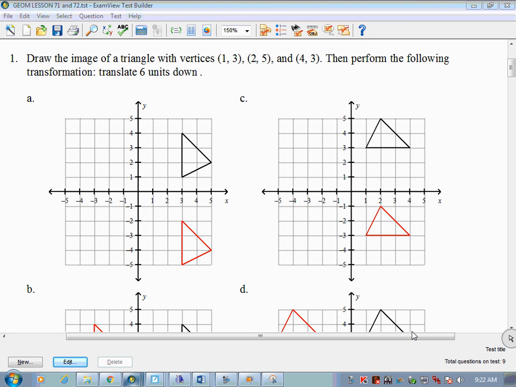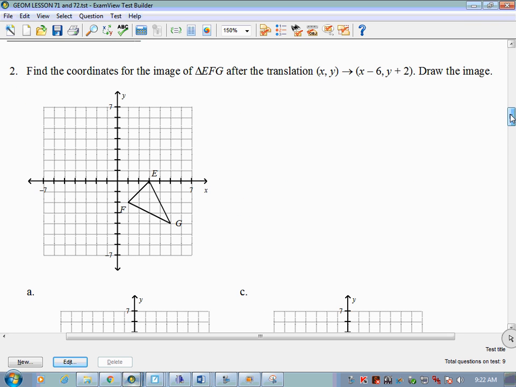Let's see what else we've got. Number 2, find the coordinates of the image of E, F, G after translation x minus 6, y plus 2. So this is our translation notation that we see right here. It's going to tell me what I'm going to do with each of the coordinates. So what this means is I'm going to go 6 units to the left, 2 units up. Look at your x minus 6. That's how I know I'm going left. Does that make sense to us? Y plus 2. Well, y is a vertical component, so we're going to go 2 up.